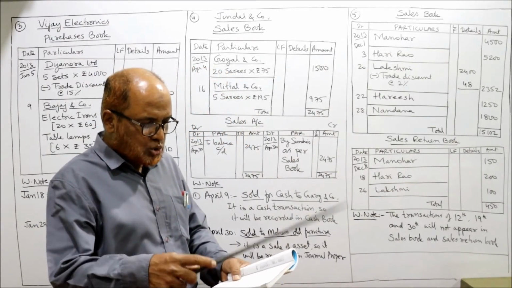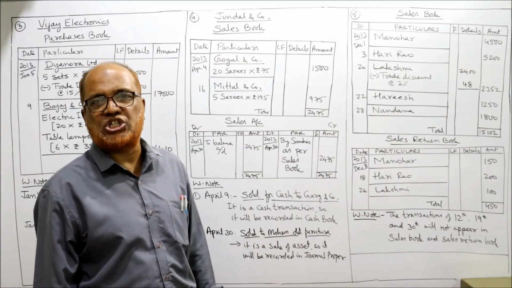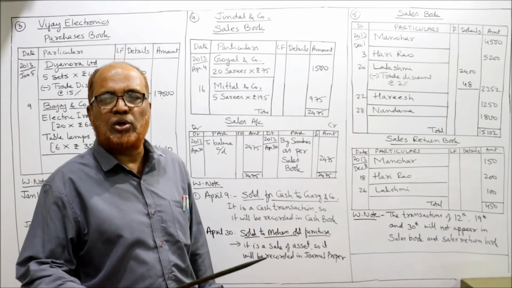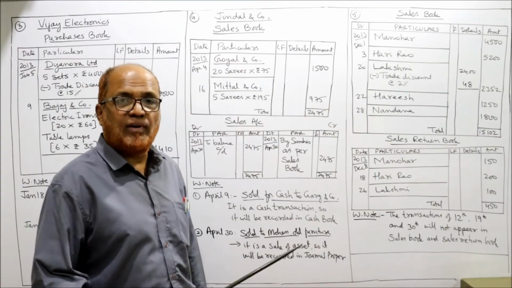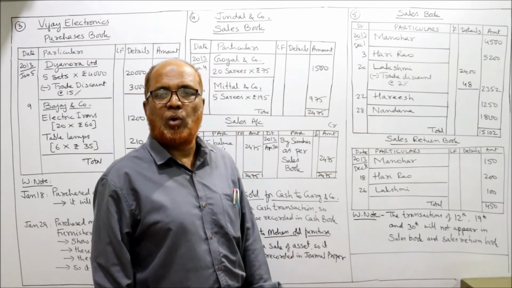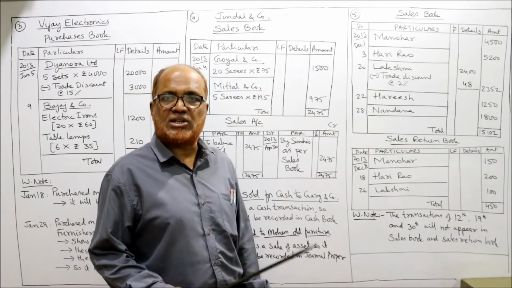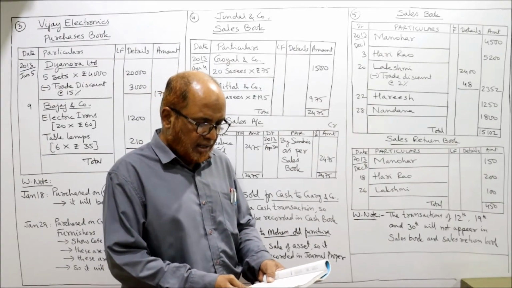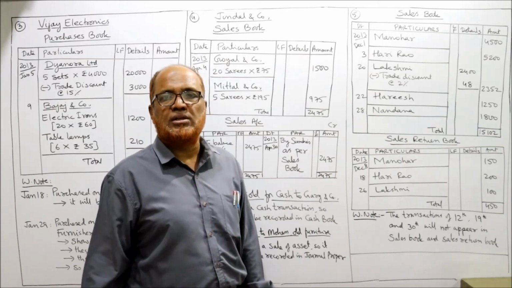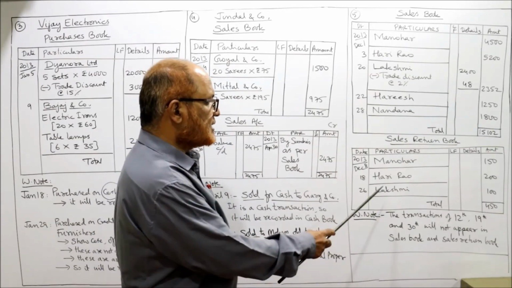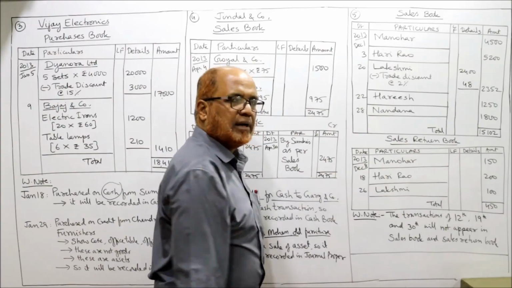Then goods sold to Mukund for cash. It's a cash transaction. It will not be recorded in the sales book. Only credit transactions will be recorded. Then Hari Rao returned goods. It's a sales return. So sales return book, Hari Rao, 200.